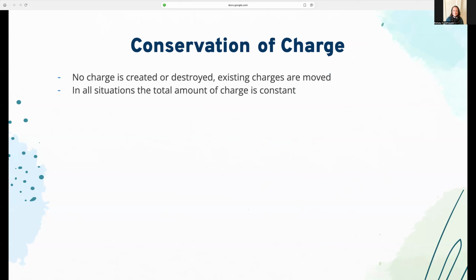Charge is conserved. No charge is created or destroyed. Existing charges are just moved. In all situations, the total amount of charge is constant.